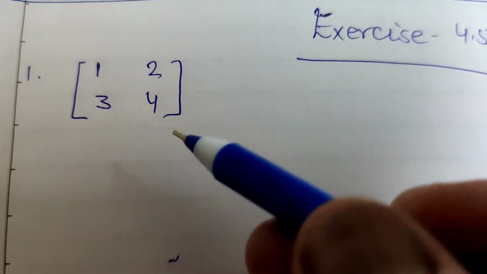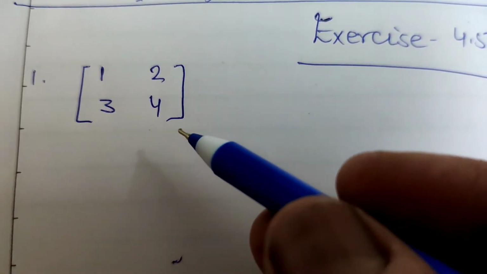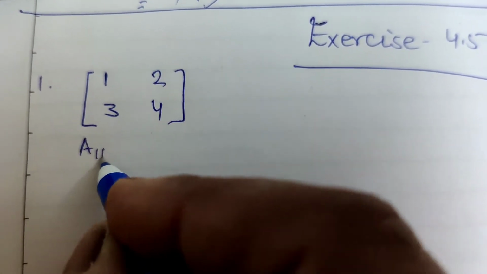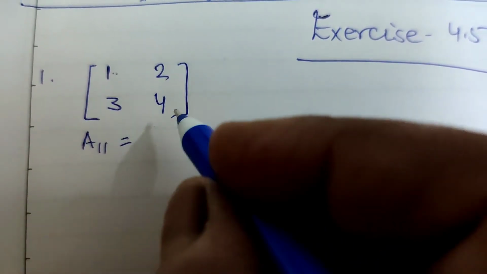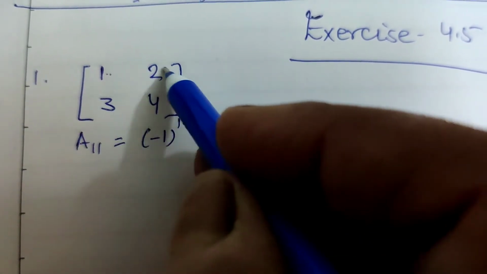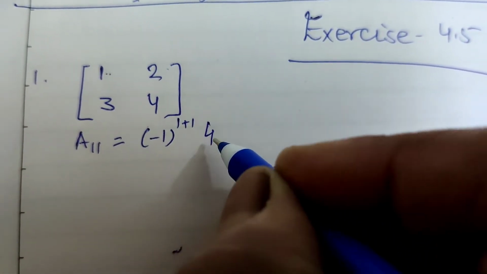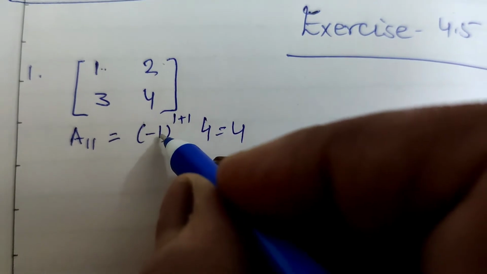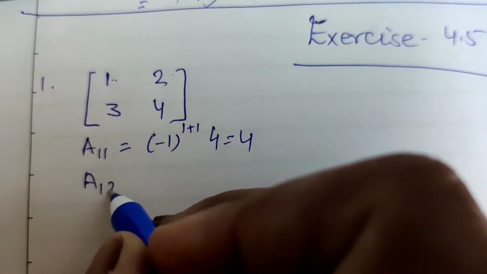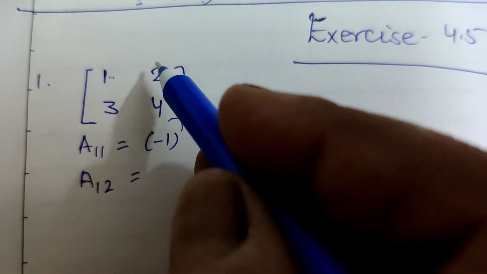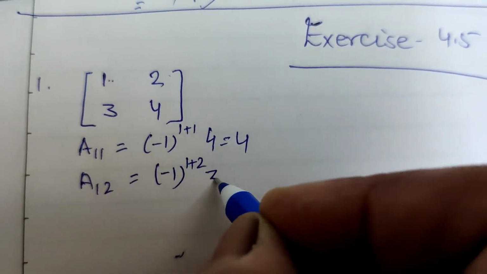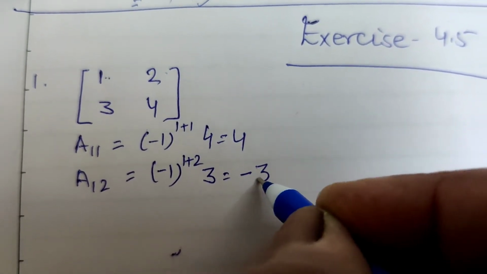The adjoint is the transpose of the cofactors of these elements. First we have to find the cofactor A11. It means minus 1 raised to power 1 plus 1, and the element in the 1, 1 position is 4. Minus 1 squared is 1, so it is 4. Now A12: first row, second column it is 3, and minus 1 raised to power 1 plus 2 gives minus 3.